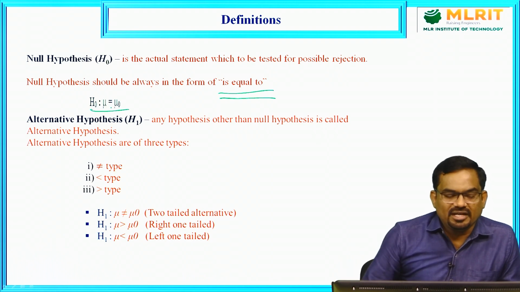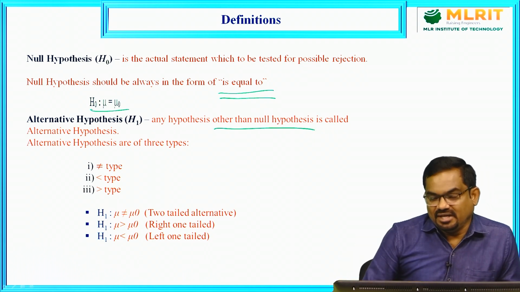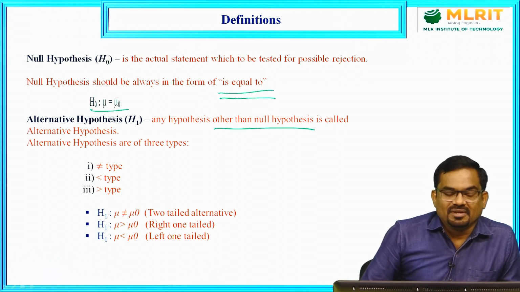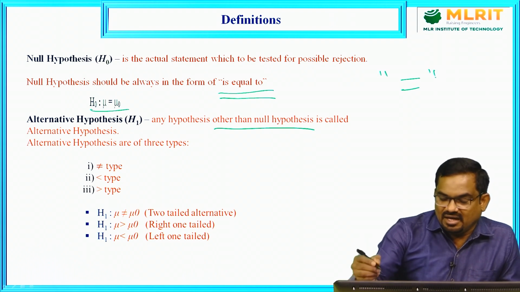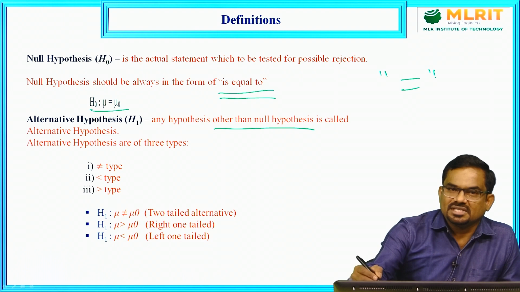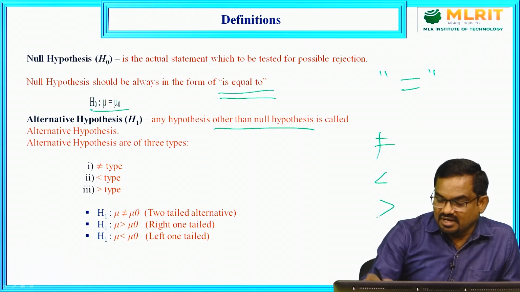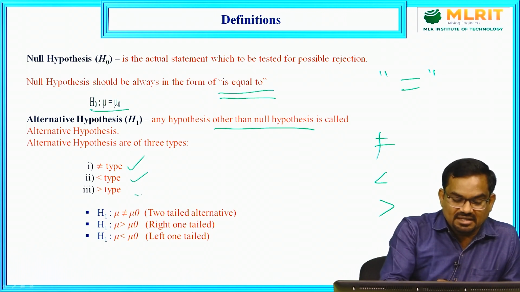And next, coming to the alternative hypothesis, the term itself has the word alternative. Alternative means which is not the original. So, any hypothesis other than the null hypothesis is called the alternative hypothesis and it is denoted by H1. Since the null hypothesis is in the form equal to, any hypothesis other than the null hypothesis is an alternative hypothesis. There are three types of alternative hypothesis: not equal to, less than and greater than.